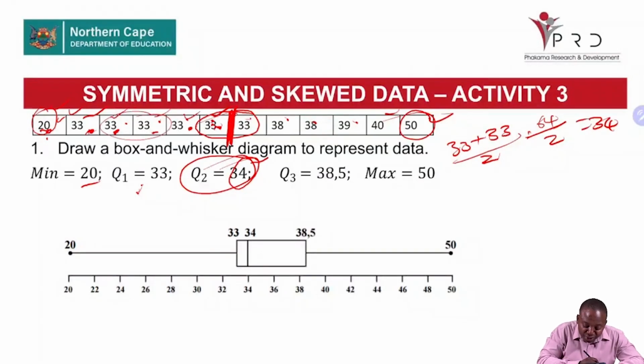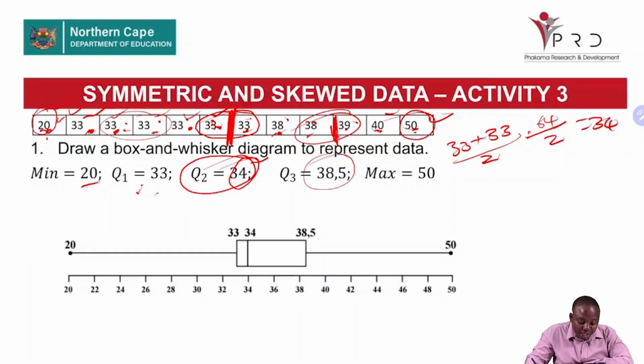It is found between the two values there. Then we add the 2 again, divide by 2, and get our value there. Then on this side, it's 1, 1, 2, 2, 3, 3. Add the 2 again, then you get our median, our Q3, as 38,5. Then our maximum value is 50 in that case.